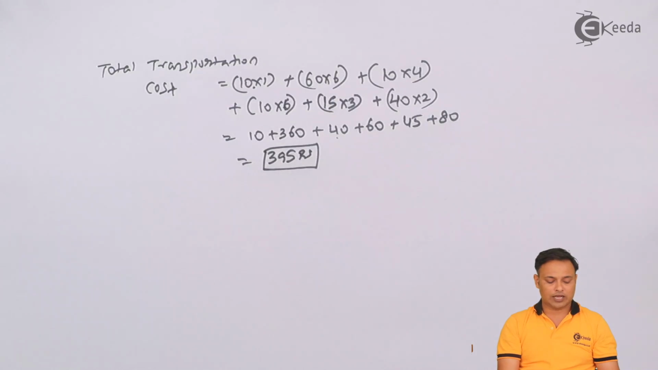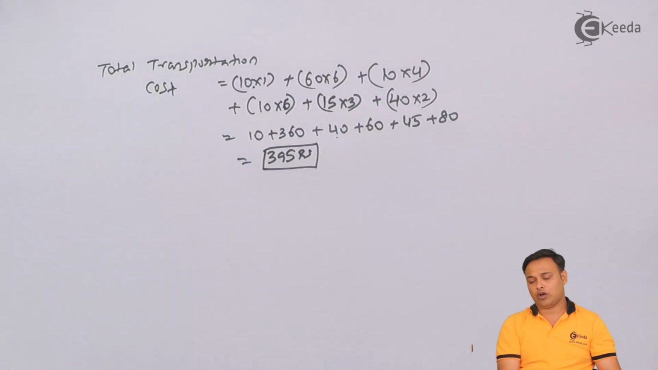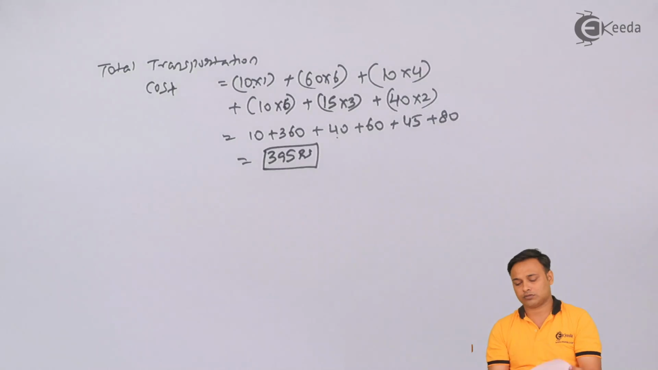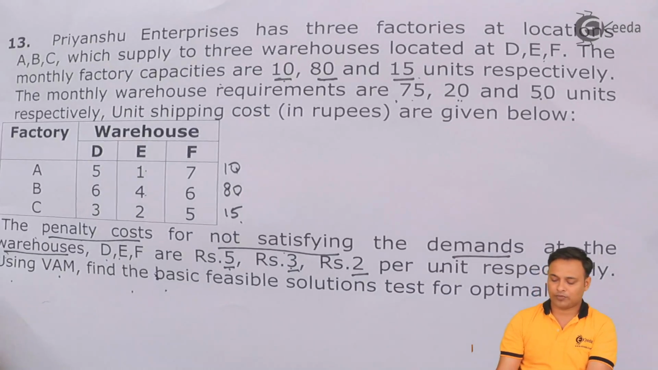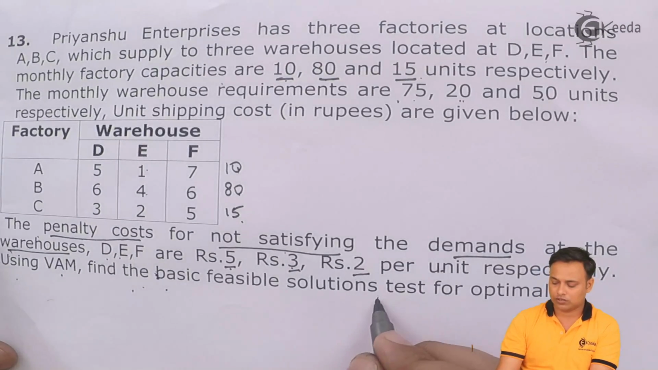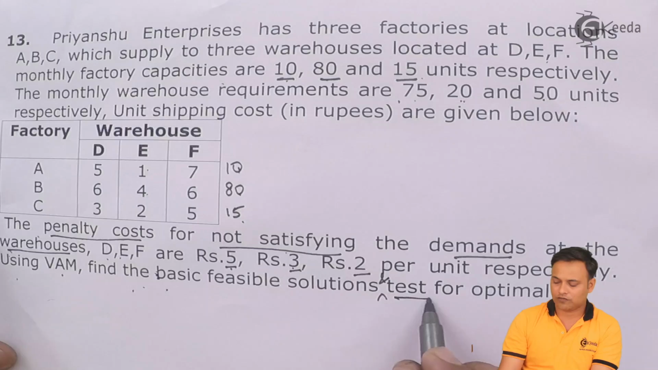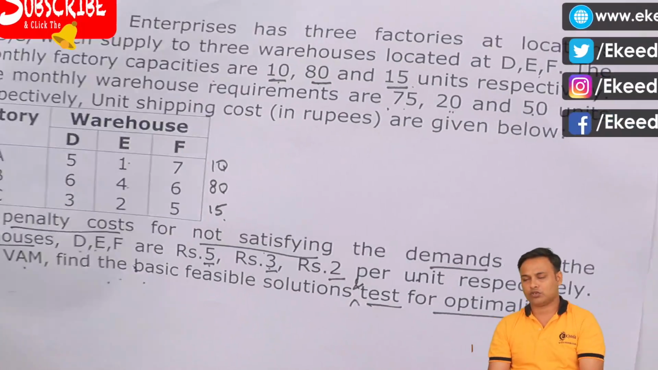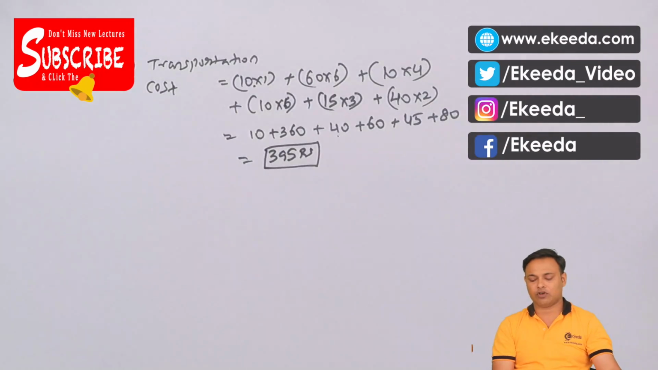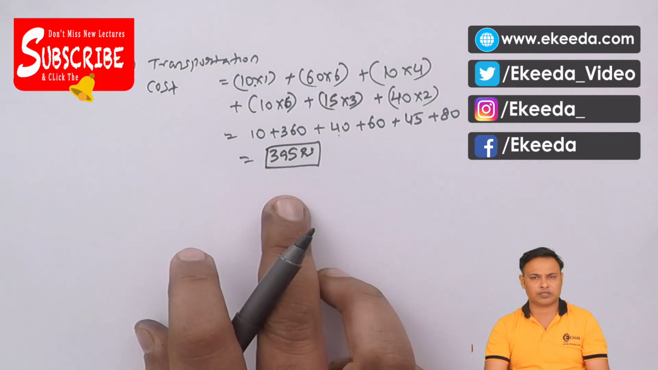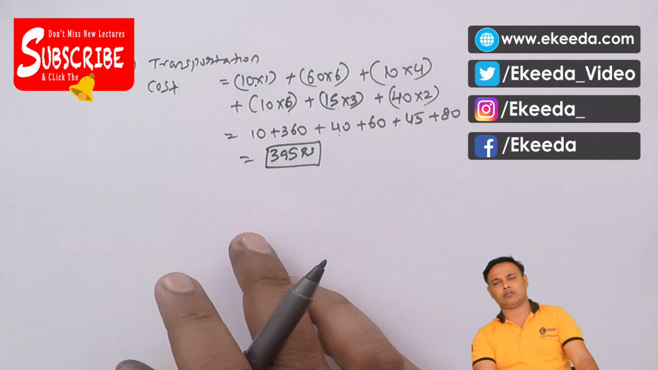The question had asked us in the problem the optimum cost. We are supposed to find out the feasible solution and test for optimality. So we tested for the optimality and we got the final answer. So this is our final answer. The total cost of transportation will be 395.